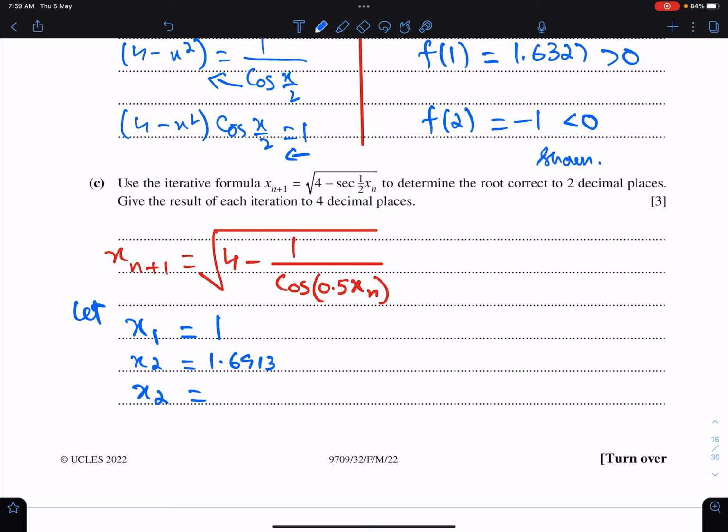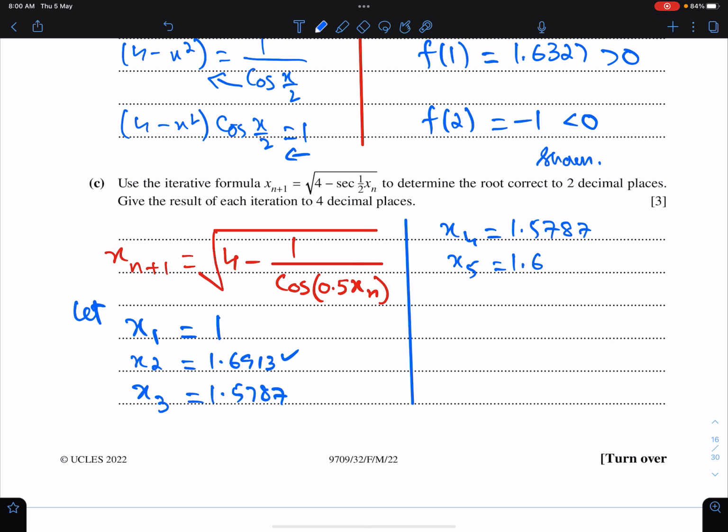Now we have to repeat the process till we get a repeated number. You can use answer key of your calculator. So when you will put this in your calculator, you'll get 1.5787. The next iteration, x4. When we will put this number into calculator, we will get 1.5787. For x5, substitute this. Use your answer key of the calculator. 1.6063.